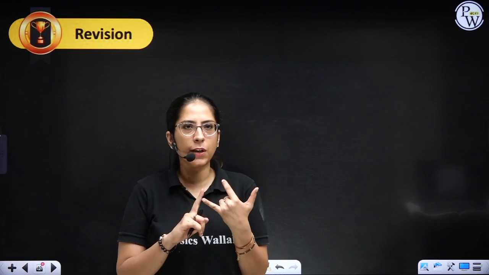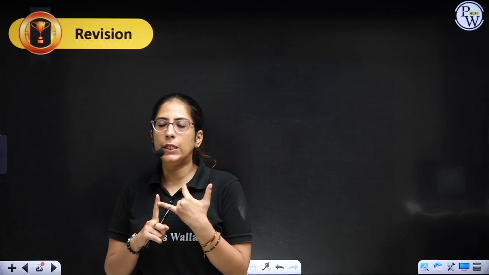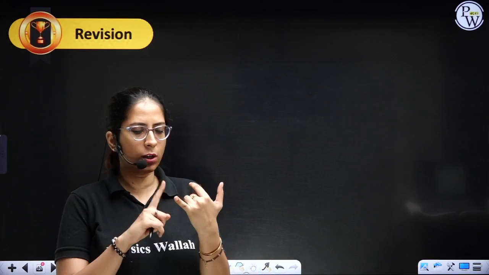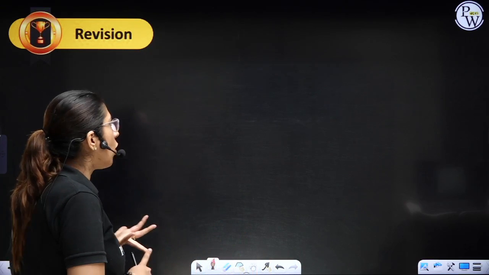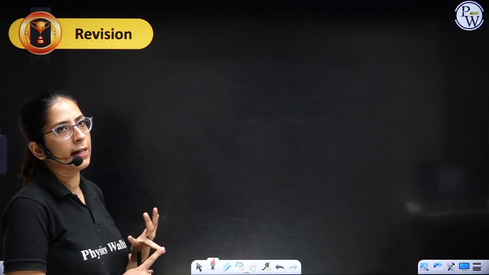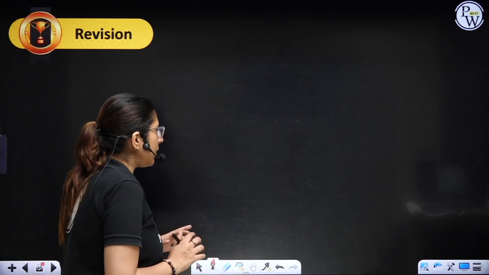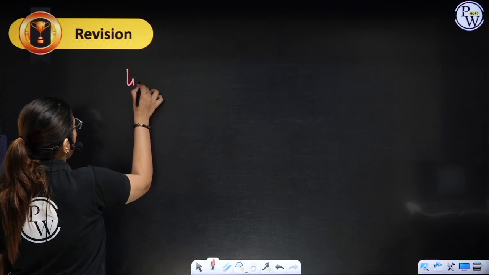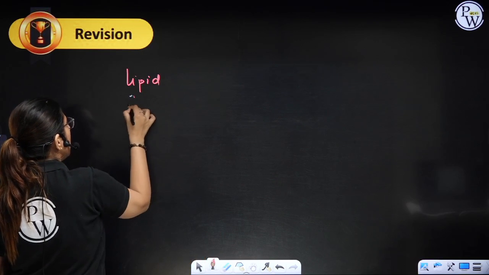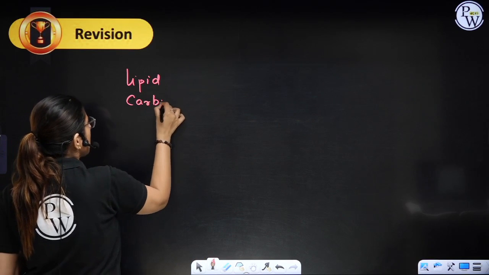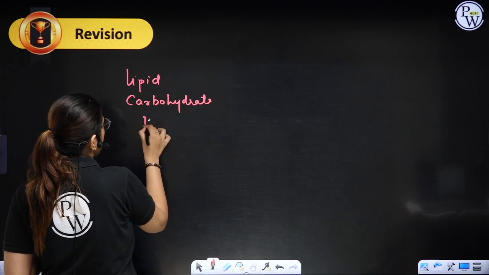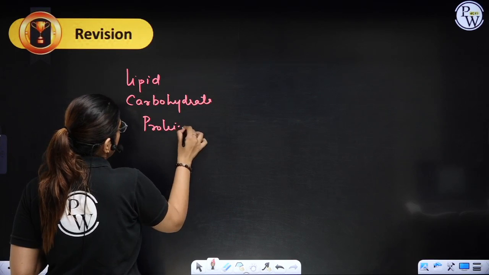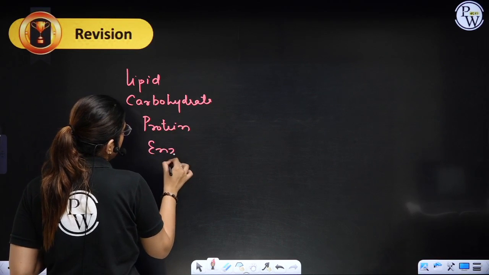So what all things have we discussed today? We have talked about proteins, we have talked about the carbohydrate basic structure, the lipid basic structure, we have talked about the enzyme, we have talked about the nucleic acid. All these things we have completed, right? So we have talked about the lipids, the carbohydrates, the proteins, and the very important part of this chapter, that is the enzyme.